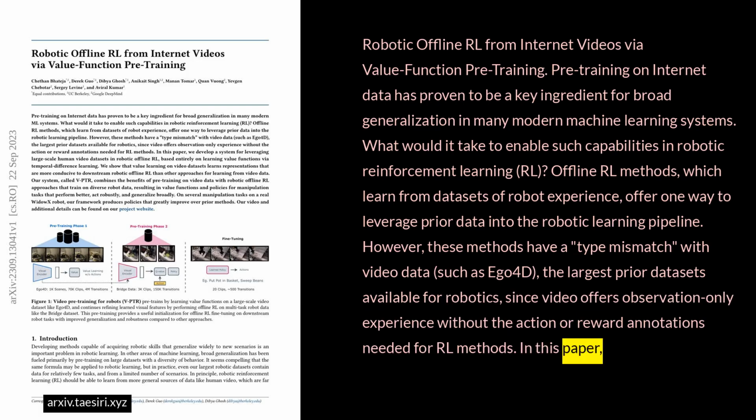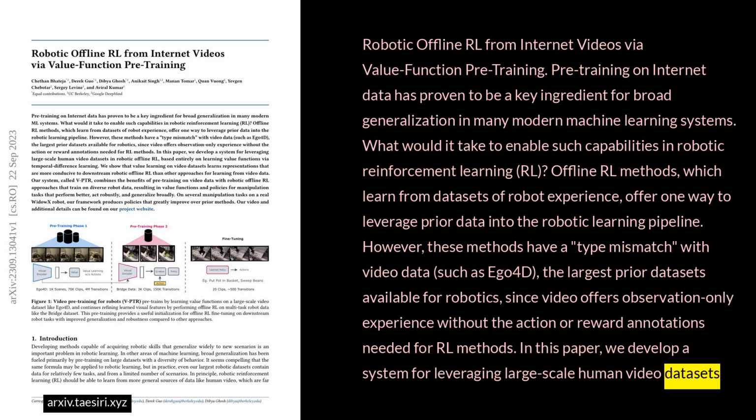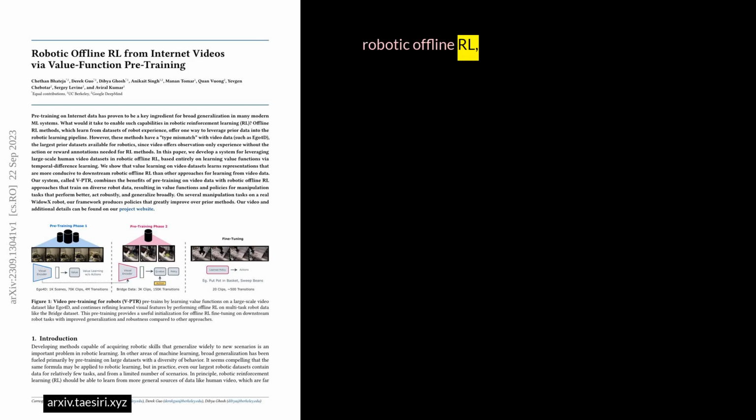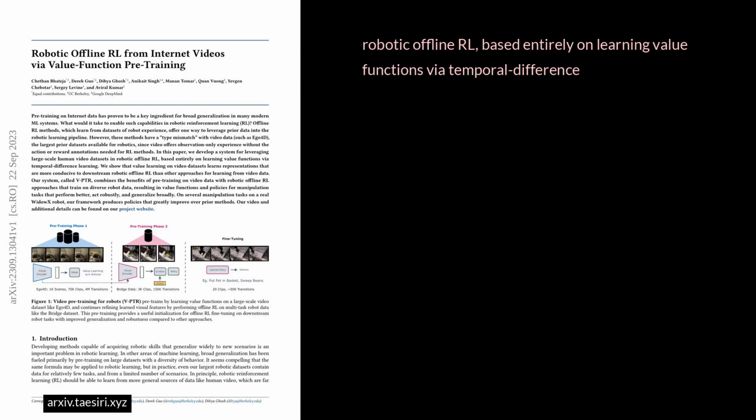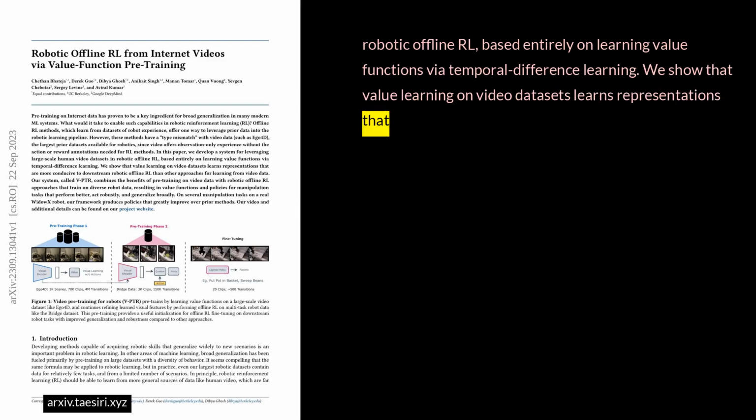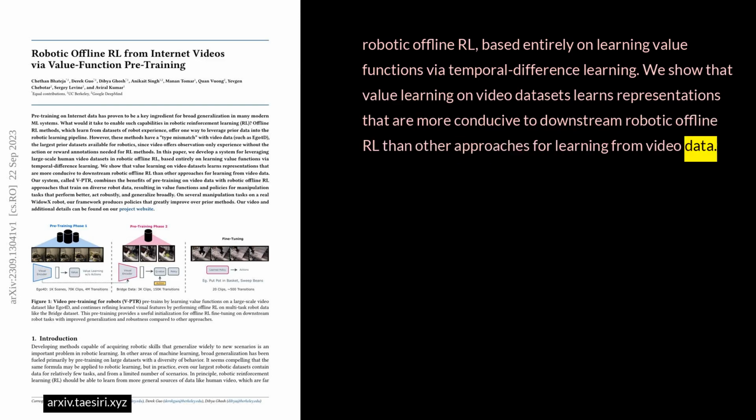In this paper, we develop a system for leveraging large-scale human video datasets in robotic offline RL based entirely on learning value functions via temporal difference learning. We show that value learning on video datasets learns representations that are more conducive to downstream robotic offline RL than other approaches for learning from video data.